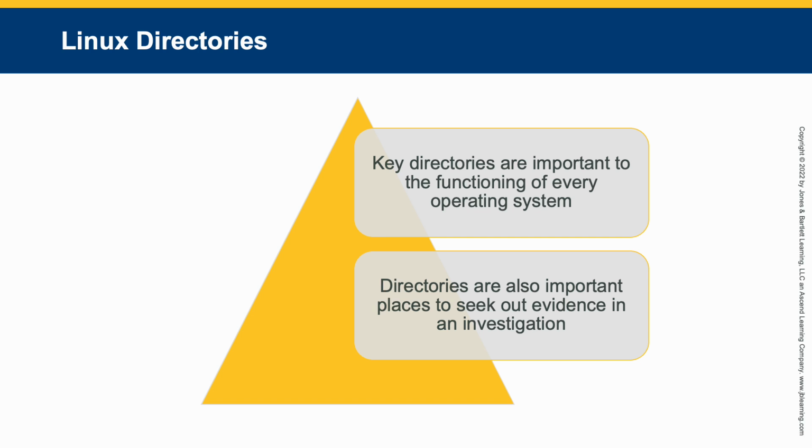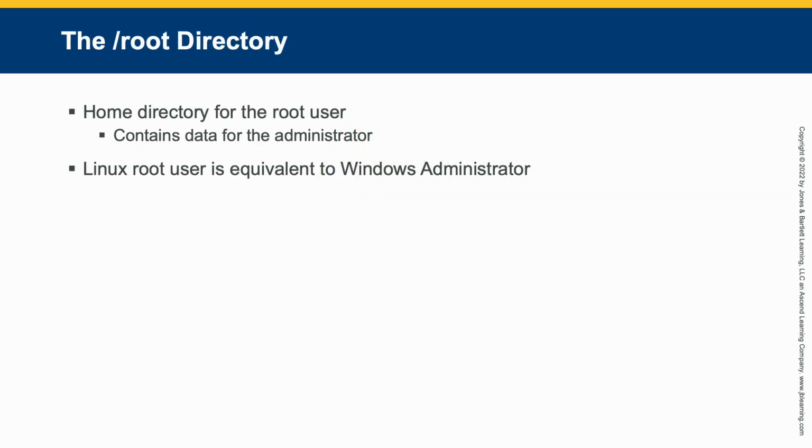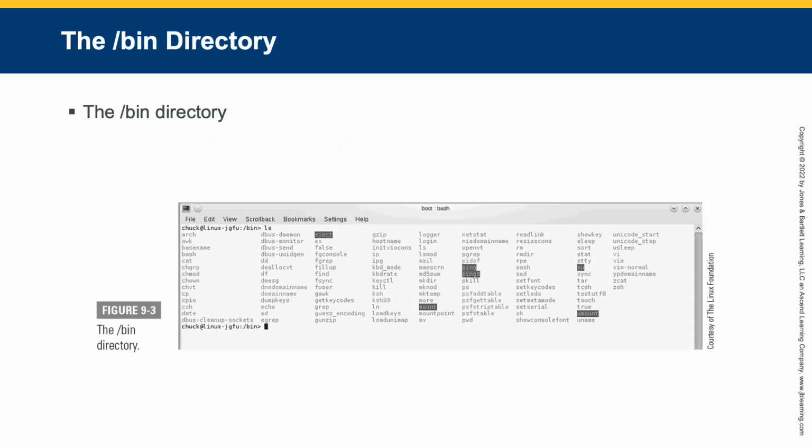The key directories are important to the functioning of every operating system. Directories are also important places to seek out evidence in an investigation. The root directory, the home directory for the root, contains the data for the administrator. Linux root user is equivalent to Windows administrator. The bin directory has all and everything. So that's something that I suggest you look into.